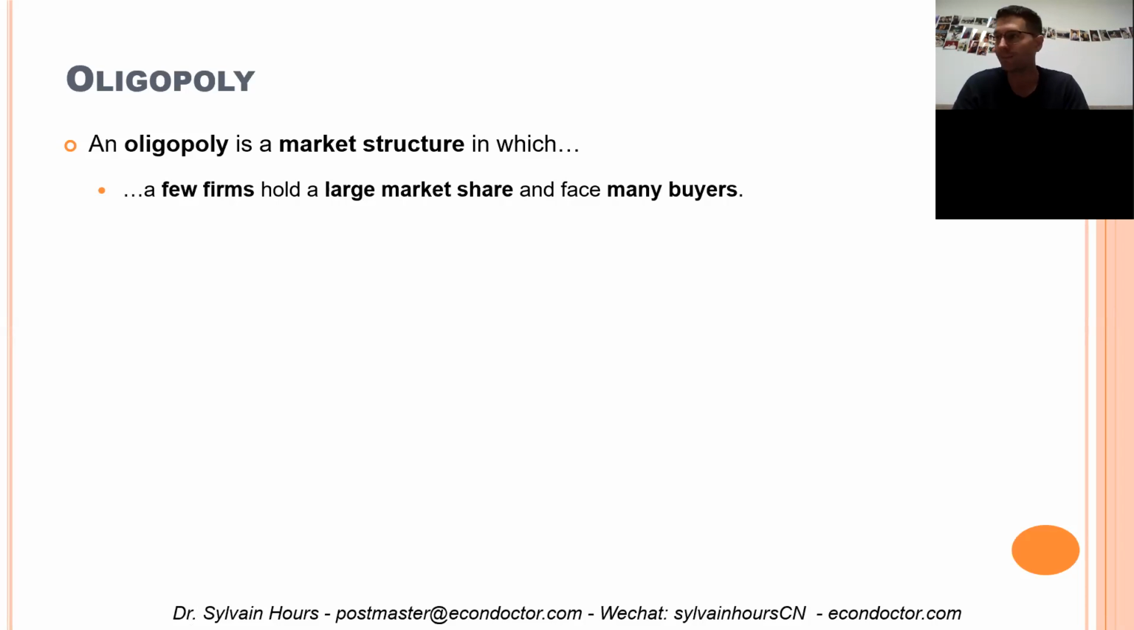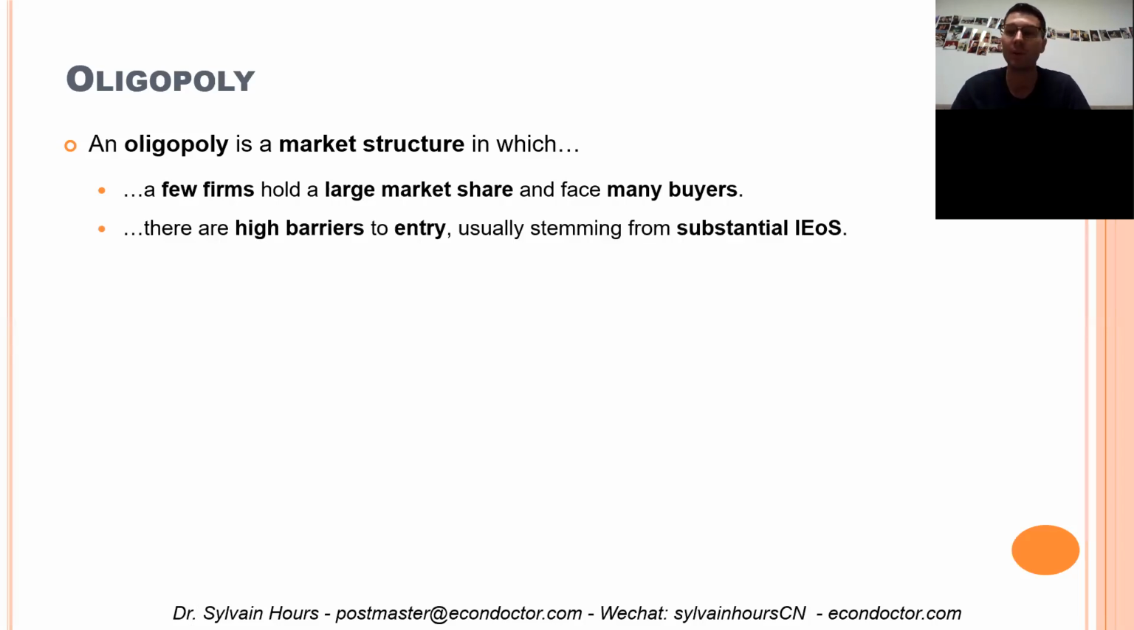Don't forget that when we say a few firms hold a large market share, we give information about what happens on the supply side. Don't forget to give information on what happens on the demand side. It's important to mention that there are many buyers. If you have a few firms and just a few buyers, we don't call that an oligopoly. We can call that a bilateral oligopoly. If you have a few firms and 1 buyer, we would call that an oligopsony. So it's important to mention what happens on the demand side as well.